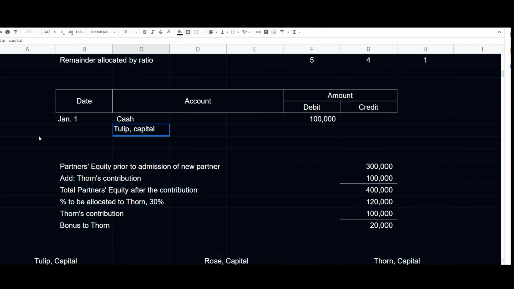A reduction to a capital balance is a debit. So what we would do is we would take the $20,000 bonus, and 1/2 of that is essentially Tulip's responsibility. So of this 20,000, we can multiply that by 1/2. Same thing with Rose.